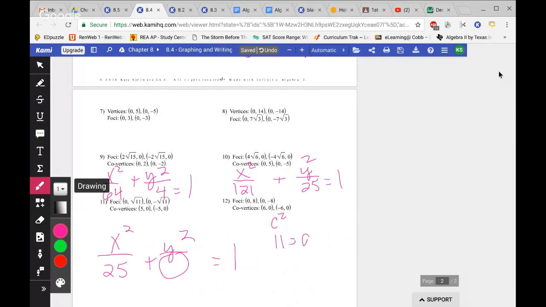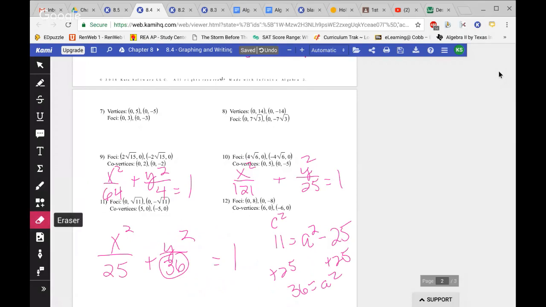And then the covertice is the b squared. So I've got a squared minus 5 squared, which is 25. So I'm going to add 25 to both sides. So that gives me 36 equals a squared. So the 36 goes right here. Okay, that makes sense. You feel like you could do number 12 on your own? I could try. Okay, let's do it.